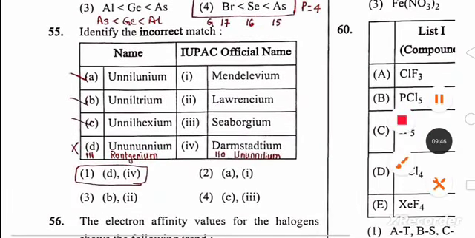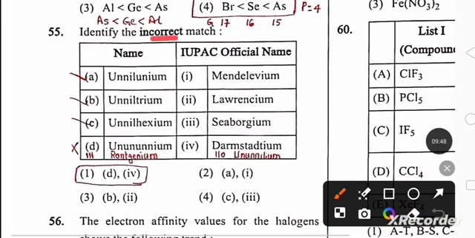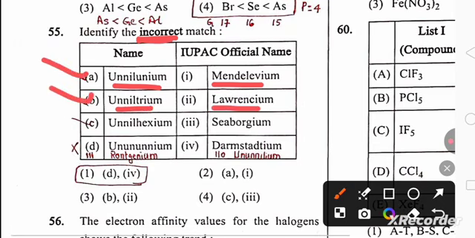Let us move to the next question. This question belongs to periodic properties. Identify the incorrect match. Let us find out the incorrect match. First one, unnilunnium, the official name is mendelevium. It is right. Second, unniltrium is also called lawrencium. This is also right. Third one, unnilhexium, the official name is seaborgium. It is also right.